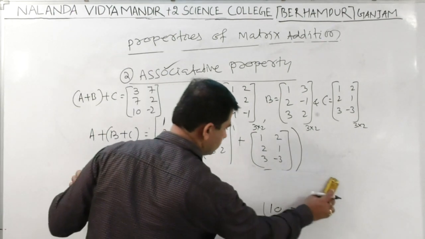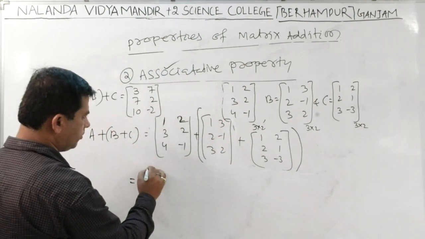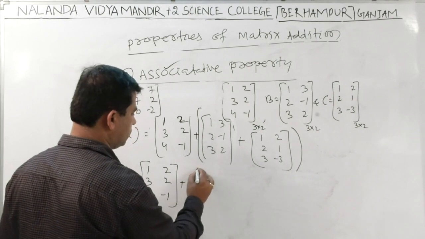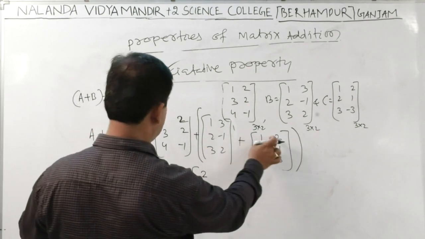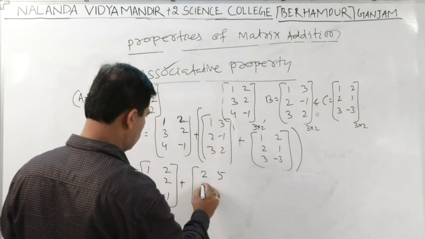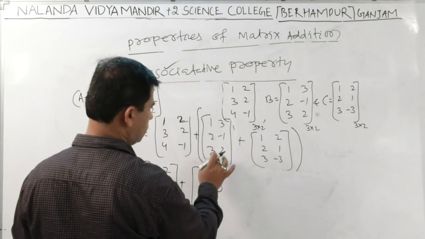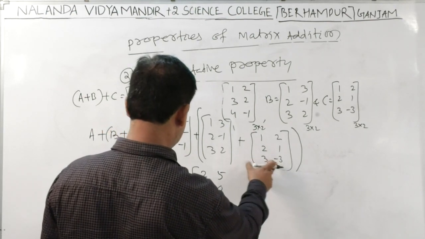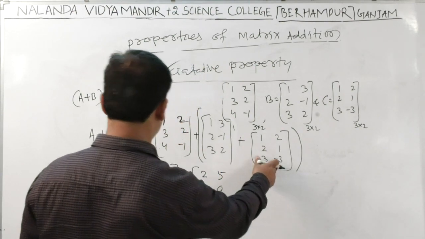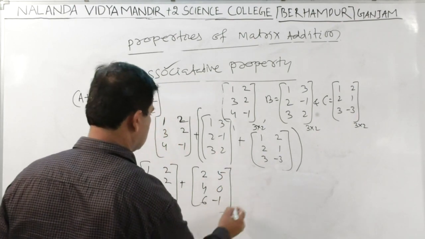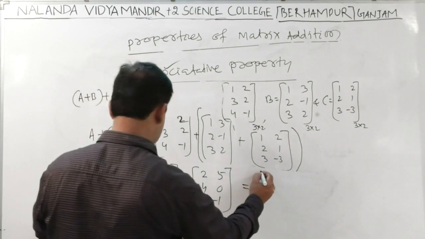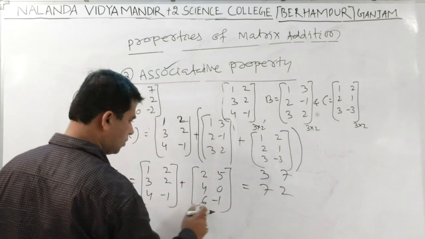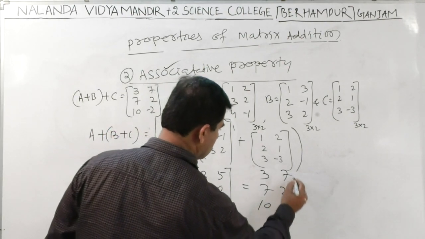That is equal to the matrix A [1, 2; 3, 2; 4, -1]. Now we first add B with C: 1 plus 1 is 2, 3 plus 2 is 5, 2 plus 2 is 4, minus 1 plus 1 is 0, 3 plus 3 is 6, 2 plus minus 3 is minus 1. Now we add A: 1 plus 2 is 3, 2 plus 5 is 7, 3 plus 4 is 7, 2 plus 0 is 2, 4 plus 6 is 10, minus 1 plus minus 1 is minus 2.